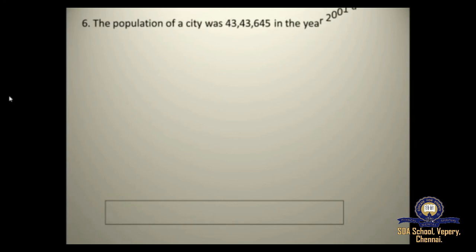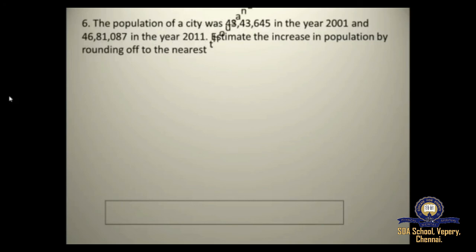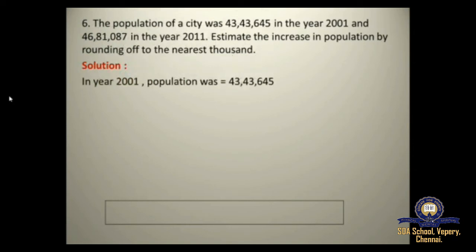The population of a city was 43,43,645 in the year 2001 and 46,81,087 in the year 2011. Estimate the increase in population by rounding off to the nearest thousand. So what is given in the question? In the year 2001, the population was 43,43,645, and in the year 2011, the population was 46,81,087. Now I am going to find out the increase in population.